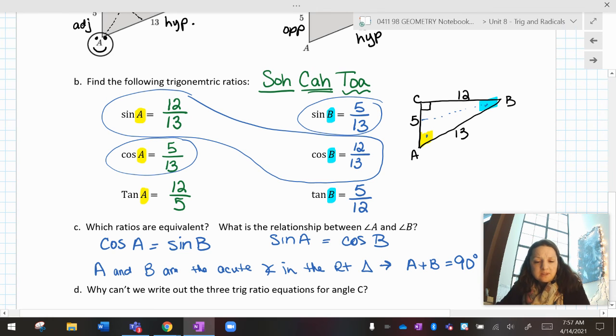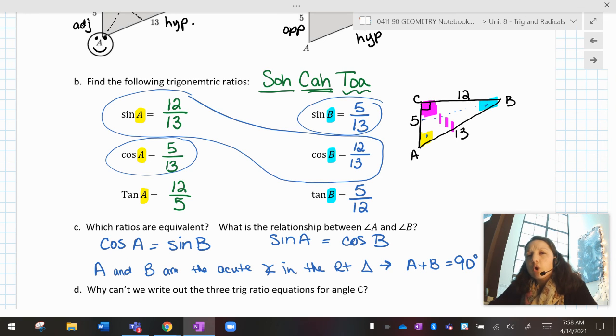And then it says, well, we did sine A, cosine A, and tan A, sine B, cosine B, and tan B, but we never did anything for C. Why is that? Well, here's why. If I look at the perspective from C, and I had to do opposite divided by hypotenuse, opposite is the side across from C. The side across from C is 13, but the hypotenuse is also 13. So that would be weird. Opposite divided by hypotenuse would be 13 over 13.